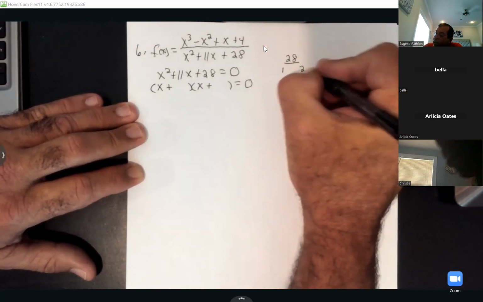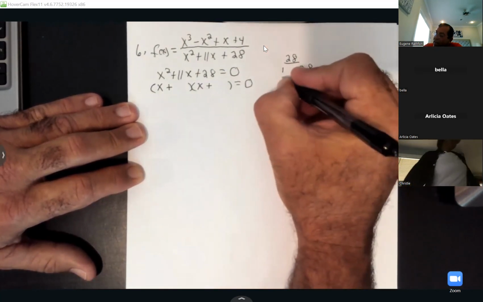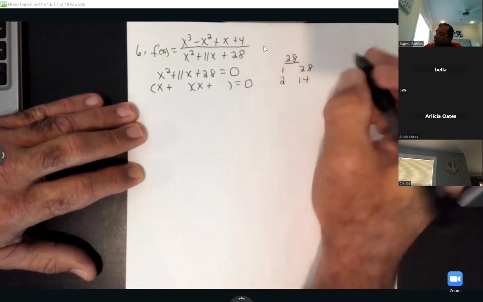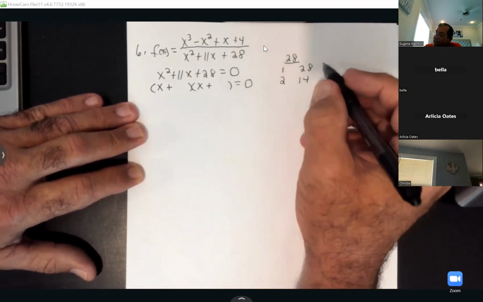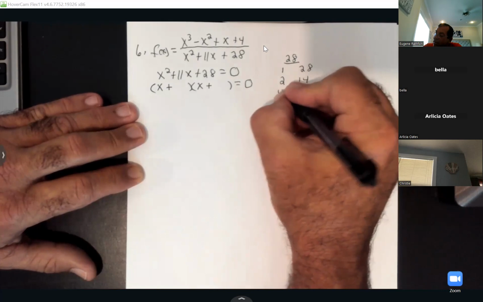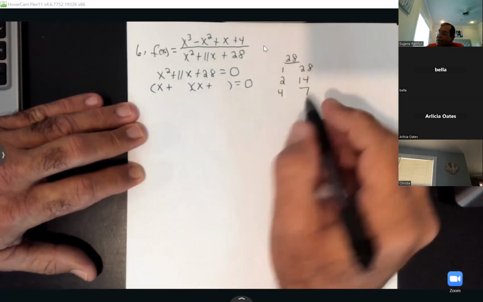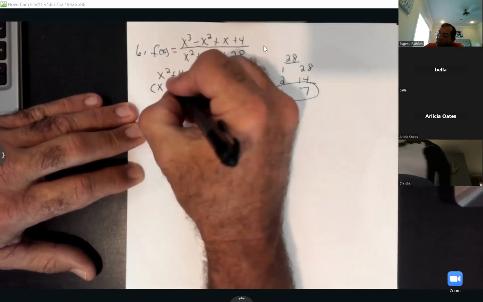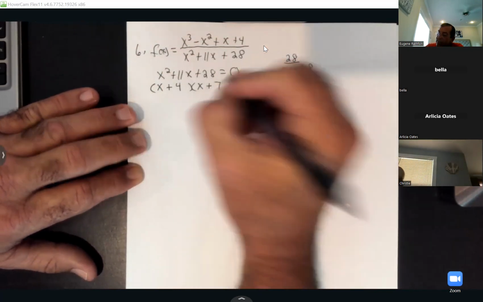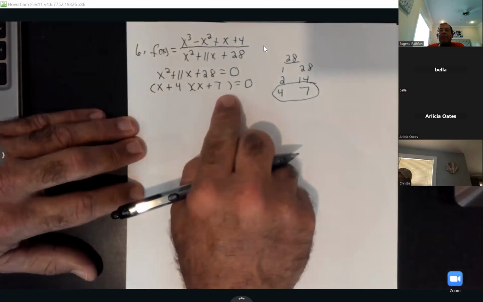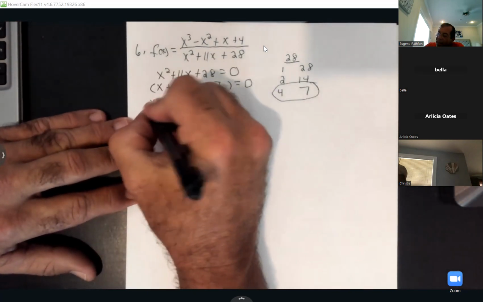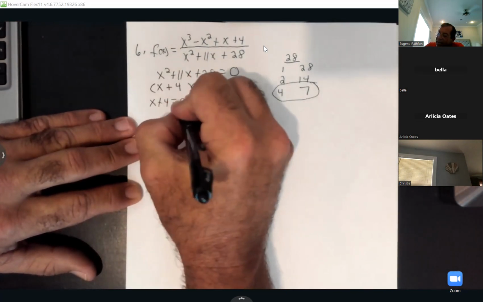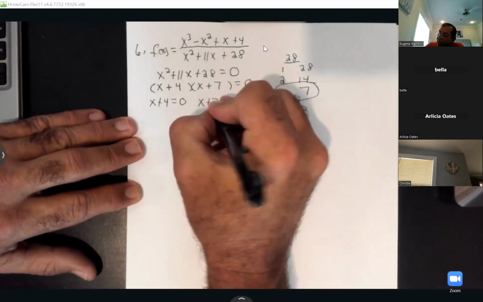So 1 and 28 add to get me 29. 2 and 14 add to get me 16. What's next? Oh, there we go. 4 and 7. 4 and 7 add to get 11. So that's going to be my two numbers. Now I'm factored. To get my solutions, I set each factor equal to 0.